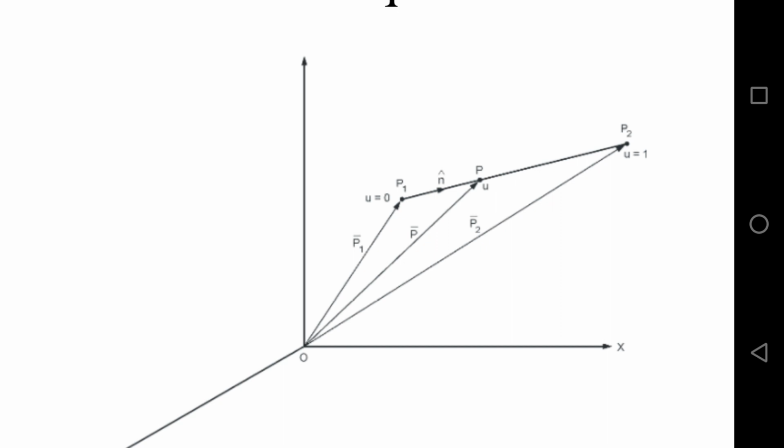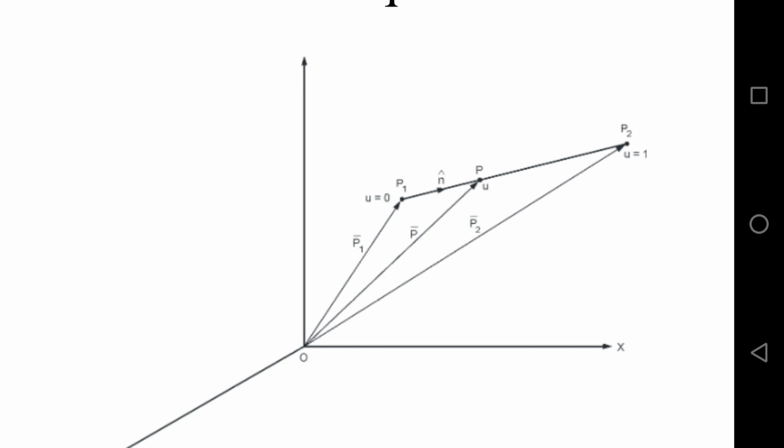You concentrate on the figure and listen to the audio. Let's consider a straight line which has two endpoints, P1 and P2. So this is a parametric representation of the line. I need a parameter, an independent parameter u, to represent the parametric representation of the line.